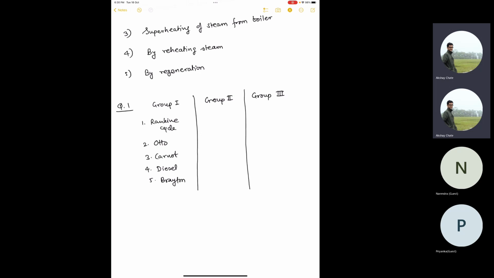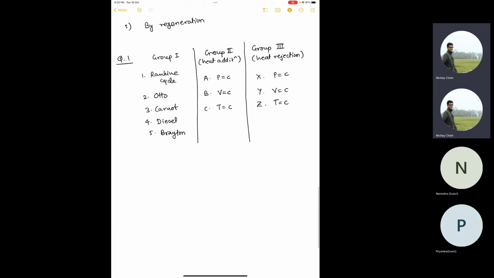And in group 2, you have heat addition process, the nature of the process at which heat addition takes place, and group 3 is heat rejection. So the first option, let's say A, was heat addition at constant pressure. B was at constant volume. C was at constant temperature. Similarly for heat rejection, I'll put XYZ: constant pressure heat rejection, constant volume heat rejection, and constant temperature heat rejection, and you had to match pairs.